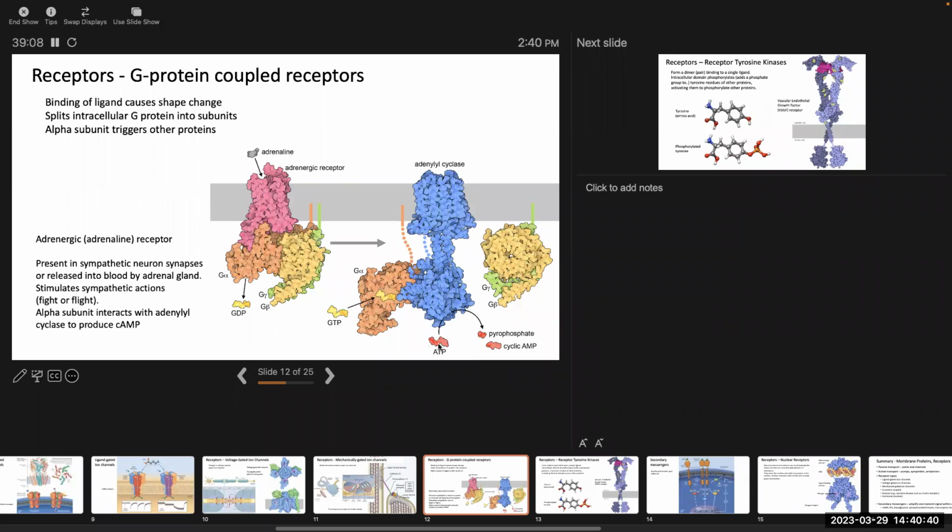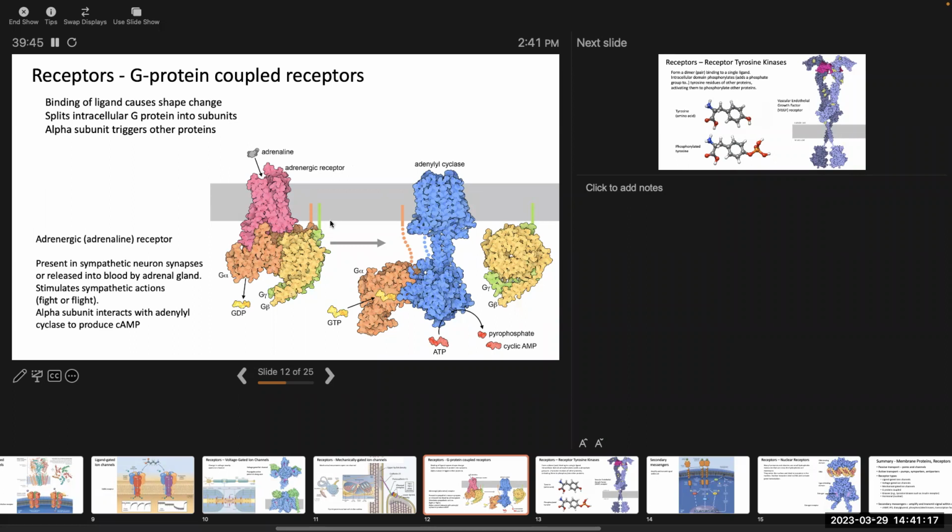ATP is adenosine triphosphate. It's the nucleotide adenosine that has 3 phosphate groups attached to it. So this adenylyl cyclase breaks off 2 of the phosphates. That's what pyrophosphate is, leaving cyclic AMP, adenosine monophosphate. And that cyclic AMP is an important second messenger that's going to then travel elsewhere inside the cell to then trigger additional events inside the cell.